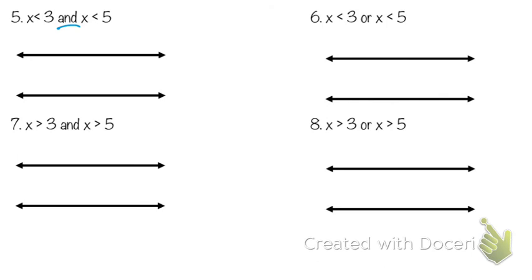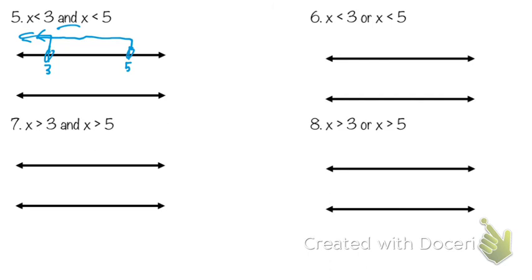So we got 3, open circle, and it's going to the left. 5, open circle, also going to the left. Now these are both going the same direction. They're both going to the left. And we want the and.